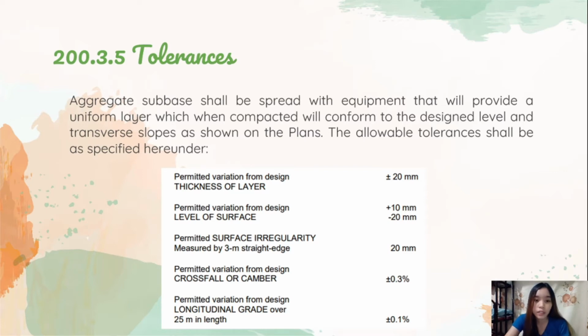So, for example, this is the permitted variation from design. The thickness of layer is plus or minus 200 mm. Permitted variation from design level of surface is plus 10 mm or minus 200 mm, and so on and so on.